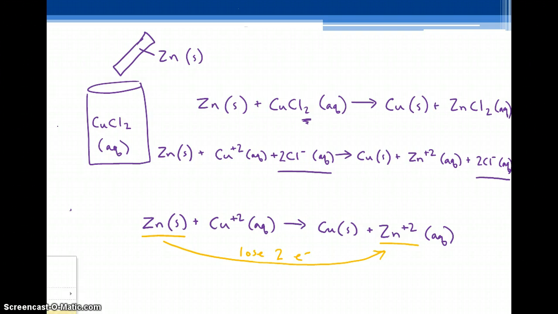Now let's take a closer look at copper. Here's copper on the left, here's copper on the right. Now copper starts out as a +2 ion but ends as a neutral atom. What must have happened in order for this change to have occurred? In order for copper to start as a +2 ion and then become a neutral atom, it's sort of like the exact same thing that we see in zinc but happening in reverse. So copper must be gaining 2 electrons.